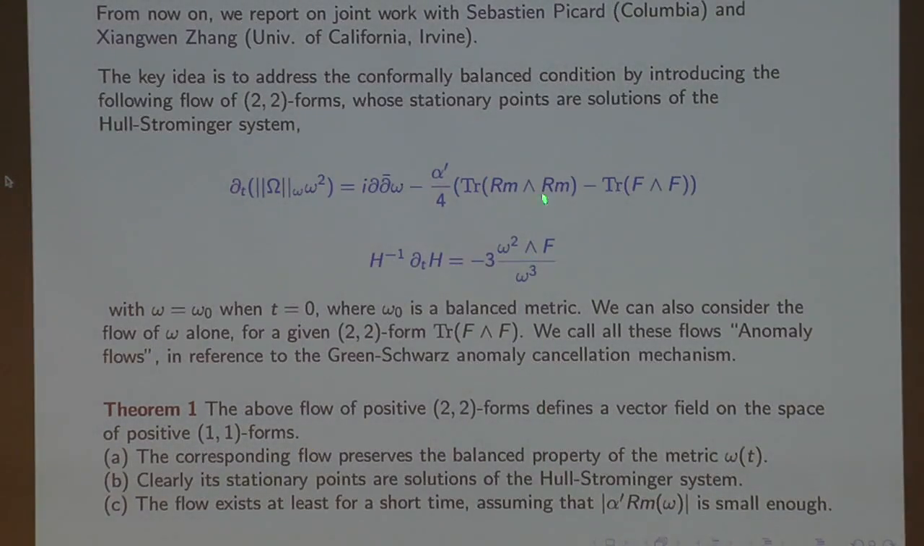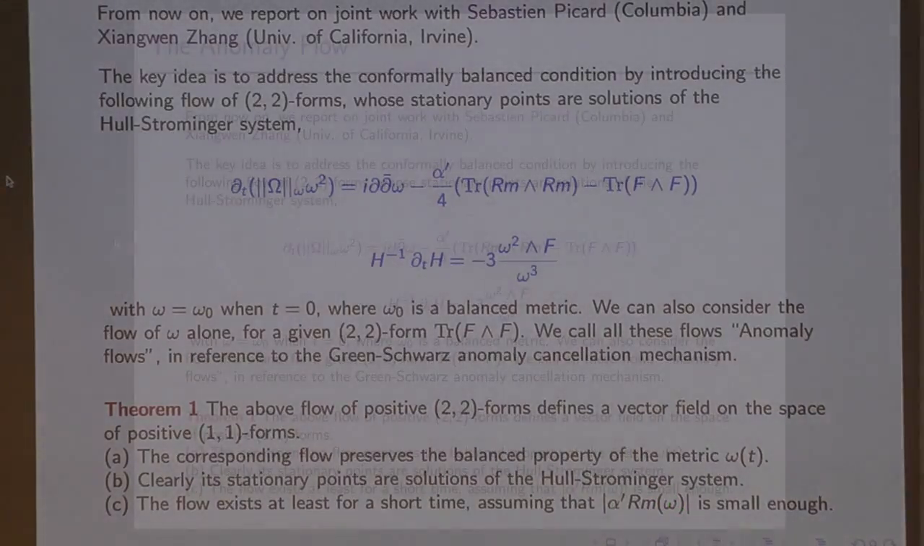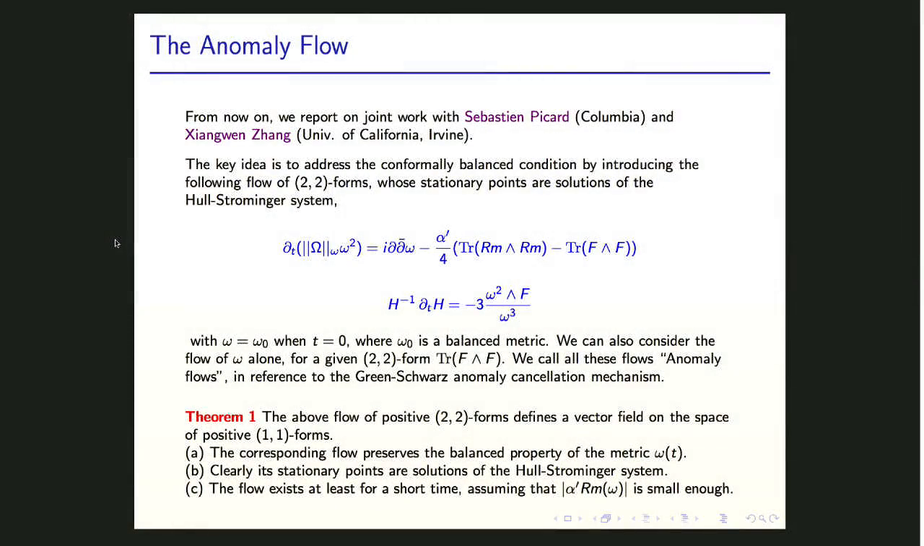Clearly, the stationary points are the equations, the whole Hull-Strominger system. And now the only thing which is left to worry about is to check for at least short time existence. So it turns out that if alpha prime times the Riemannian metric of omega, as the initial data, is small enough, and you can see that that would help here, then this flow is going to be weakly parabolic and will exist for a short time.